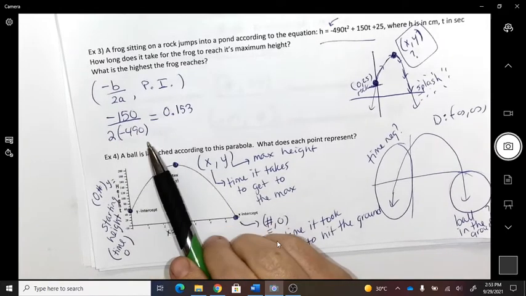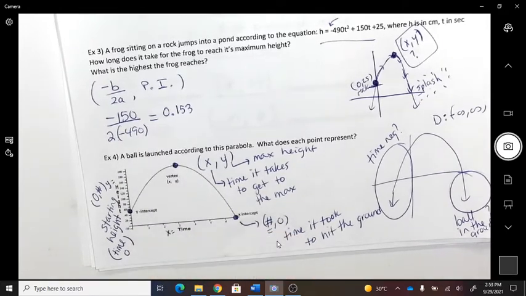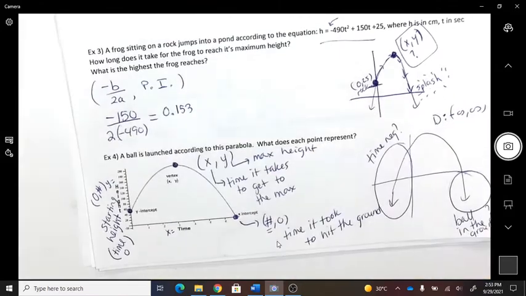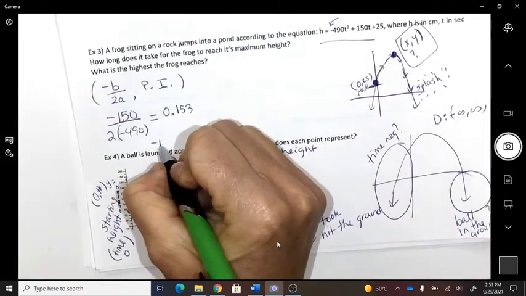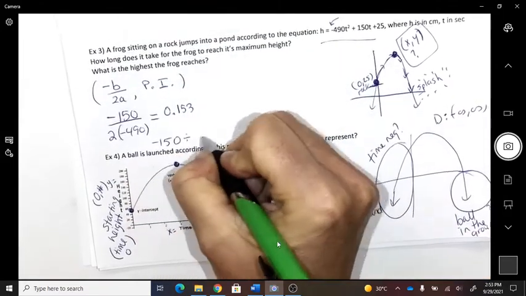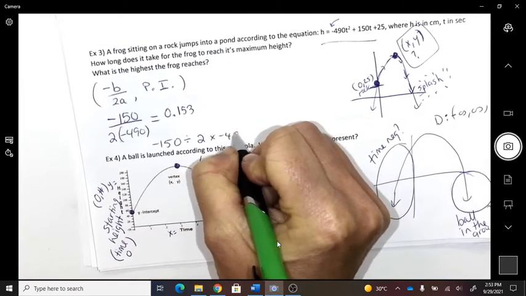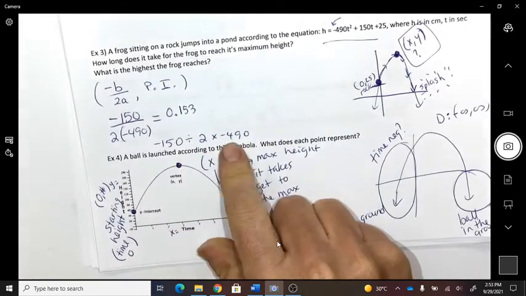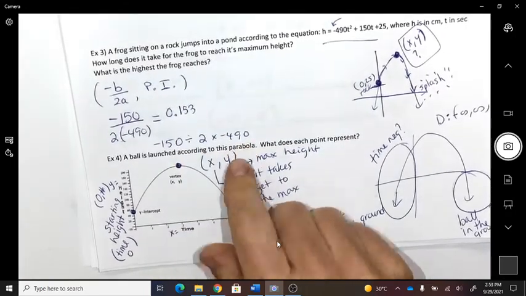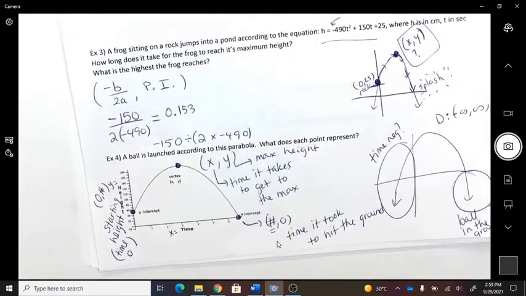When you type that in, can we all double check that we're typing that properly? You need to put brackets around the 2 and the negative 490. If you're doing this in your calculator, if you did that in your calculator, it will come out wrong. And it's that 36,750.